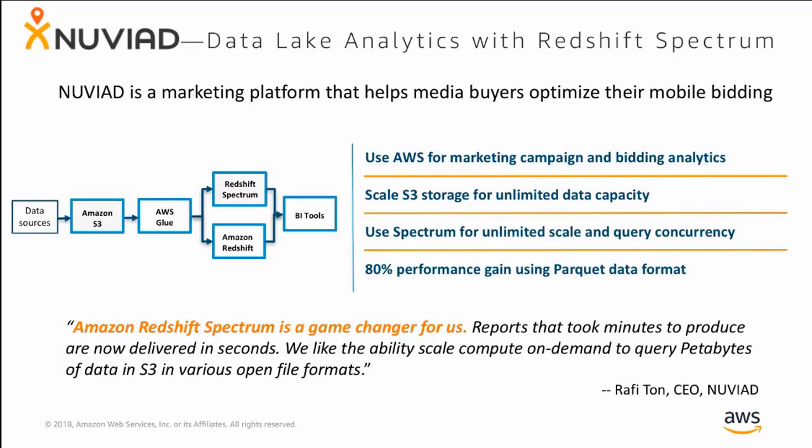Nuviad is a really good example of a customer that's leveraging a very similar architecture to what we're going to show here, where they're leveraging Amazon S3, Glue, Redshift Spectrum, and Redshift together to drive their BI tools to see various analytics and reports. One of the examples they use this for is to run queries against data that's showing up in S3 very quickly, without having to load it into Redshift first. So they're able to produce reports delivered within seconds now. Very, very powerful example from one of our customers.